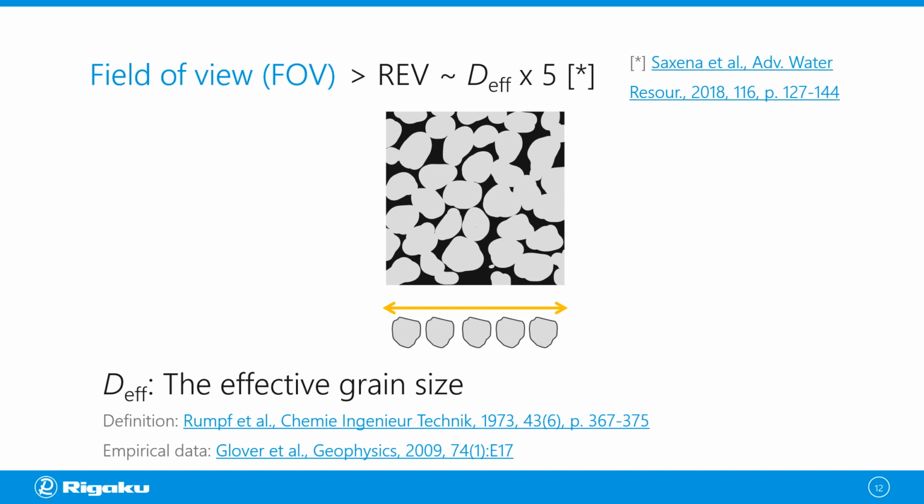Now, in terms of how to determine the representative elemental volume and how to calculate the effective grain size, you can refer to those papers shown on the slide. But the rule of thumb is that your field of view needs to be the same or greater than 5 times the typical grain size of your sample.